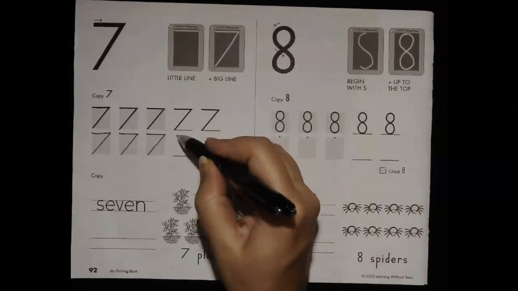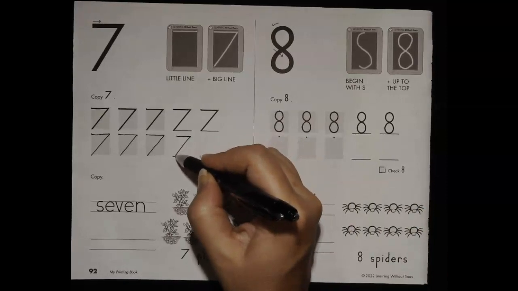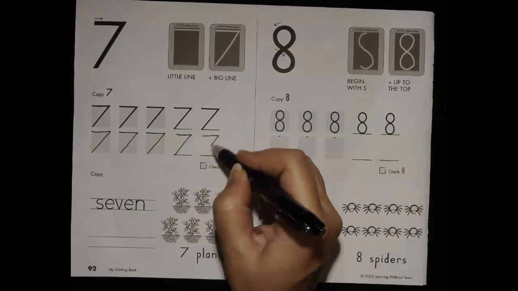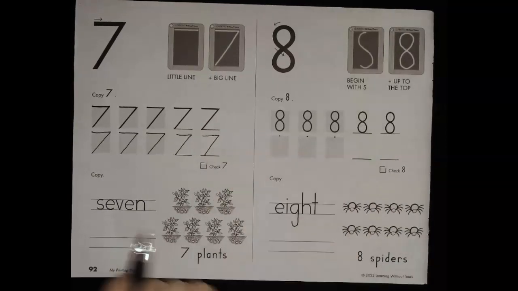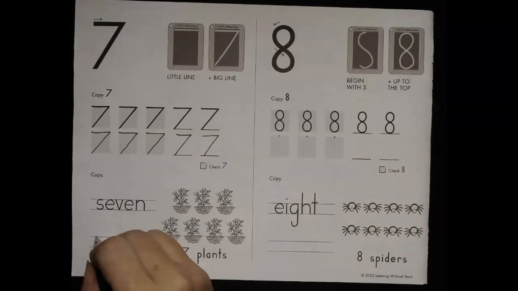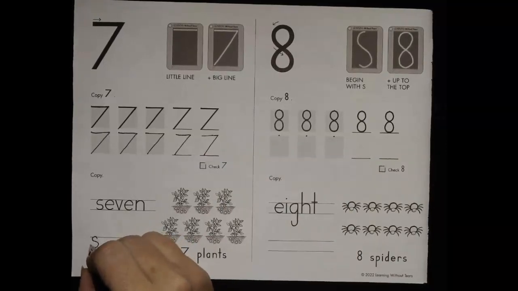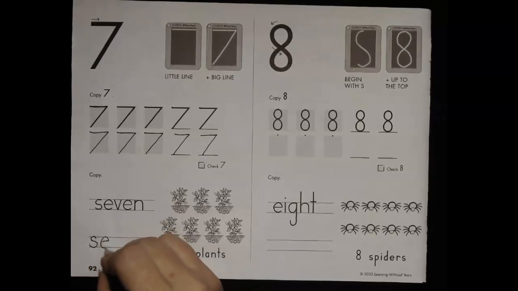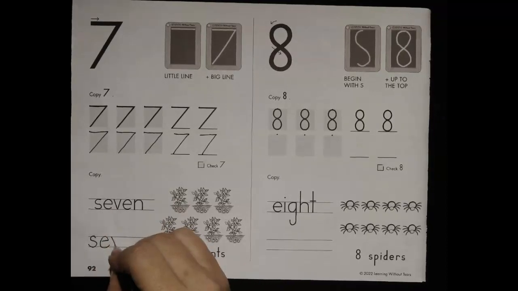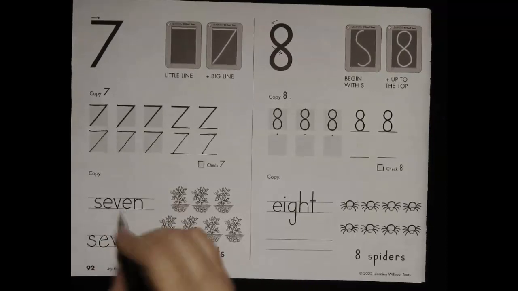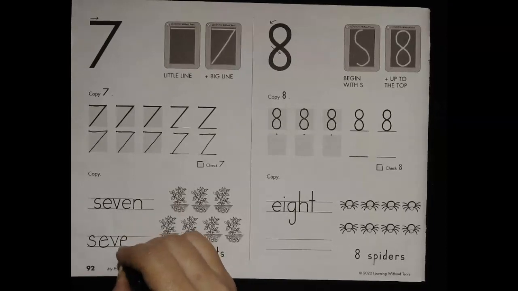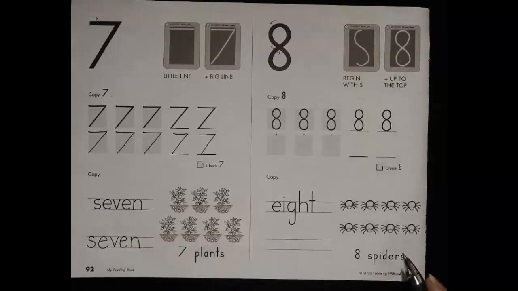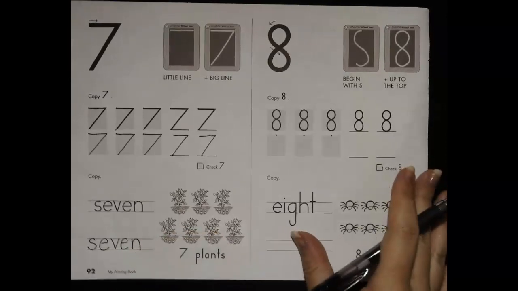Good. Let's do 2 more. Line across, big slanted line down. 1 more. Line across, big slanted line down. Good. And now let's write our word 7. Start with our S, and then E, V, E, and what's our last one? N. 7. Very good. All right, last one is the 8.